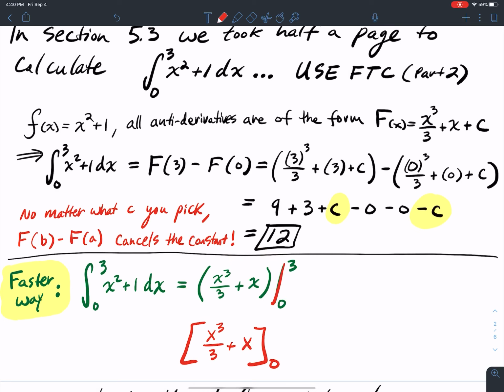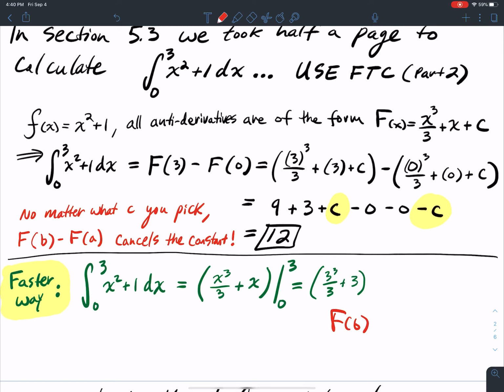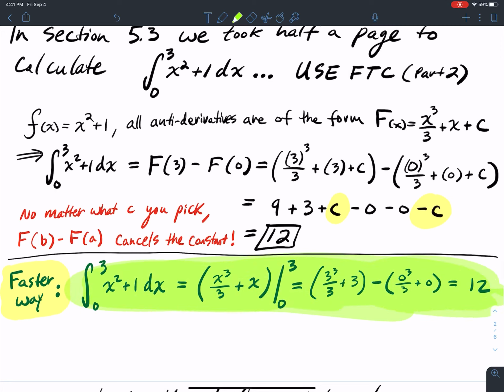If you want to drop the vertical bar, then do the bracket stuff like that. Okay? So this is, once again, I just plug in the 3, F of b, which is F of 3, minus F of a, just like this, and then I get 12. So I'm telling you, this way is the fastest way. This is how I would expect you to do this type of problem right here.